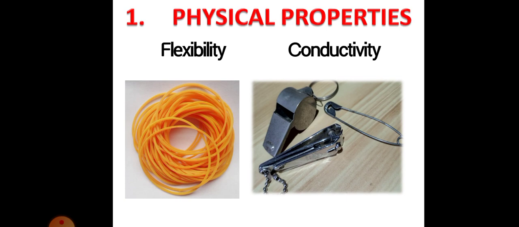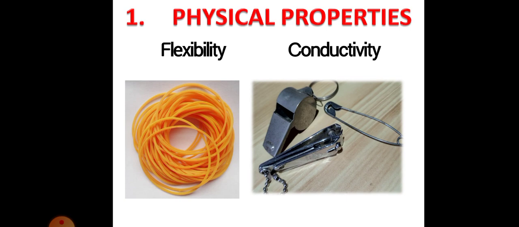So, pag sinabi nating flexibility, it is the ability of a material to be bent without breaking. Usually, flexibility and elasticity sometimes go together. So, si rubber band, bukod sa flexibility property niya, meron din siyang elasticity. So, no matter how much stretch or bend we do on them, hindi sila basta-basta masisira or madedeform.